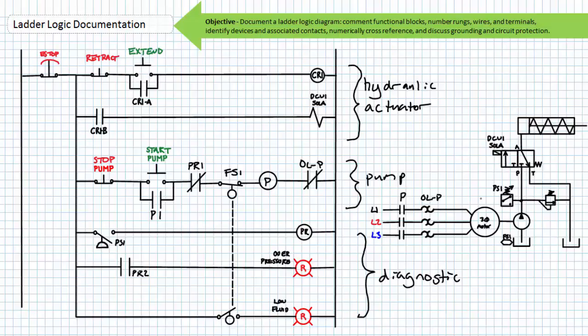Note that I've identified the top group of rungs as those that control the hydraulic actuator. The middle group of rungs control the motor-driven pump, and the bottom group of rungs perform protection and diagnostic services. The purpose of particular functional blocks with easy-to-interpret descriptions makes this ladder logic diagram ever so slightly more understandable. Beyond this simple functional division, this ladder logic diagram may seem to be an incomprehensible soup of rungs, devices, and wires to those unpracticed in their use.